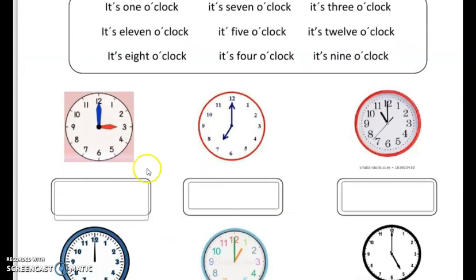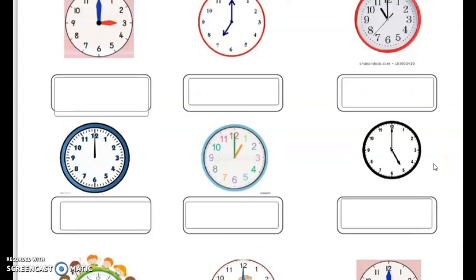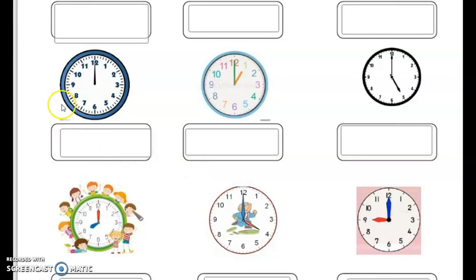Now, we'll have a look at these ones here. What time is it? It's 3 o'clock, this one here. What time is it? It's 7 o'clock. What time is it? It's 11 o'clock. What time is it? It's 12 o'clock.